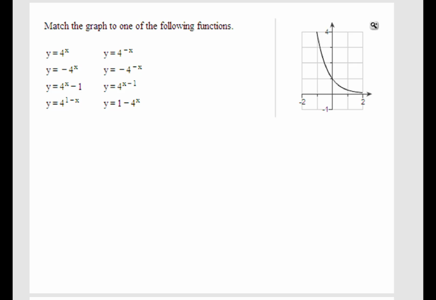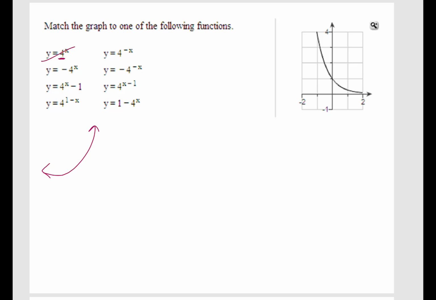Some of them have a negative in front of it, but it's not grouped with the 4. So it's not -4 raised to whatever power. It's negative and then 4 raised to that power. So remember that when I had just the basic whole number greater than 1, raised to an x power, then it was going to look like this. So I can eliminate that.